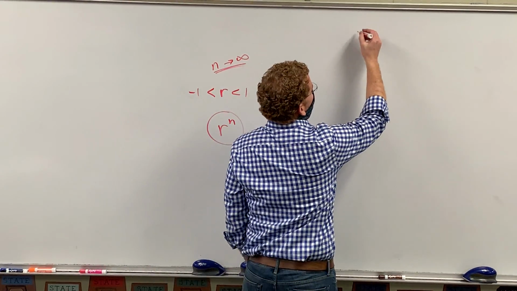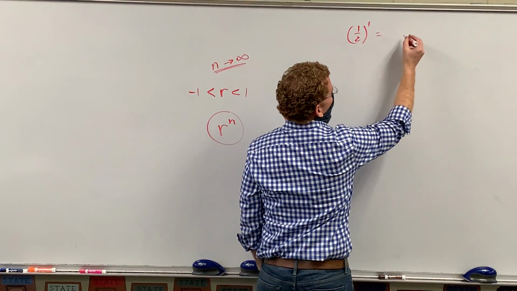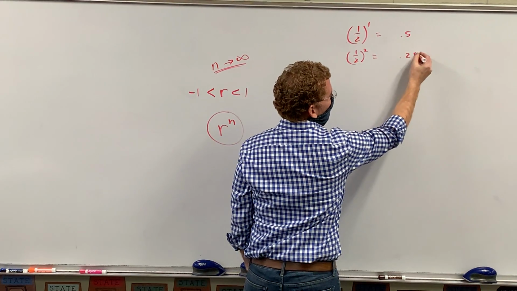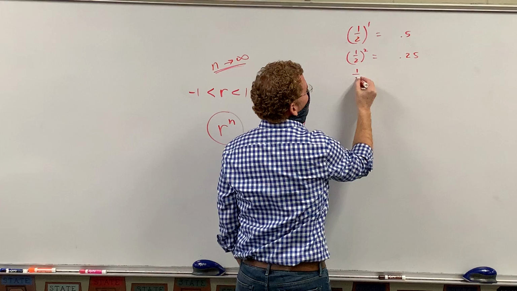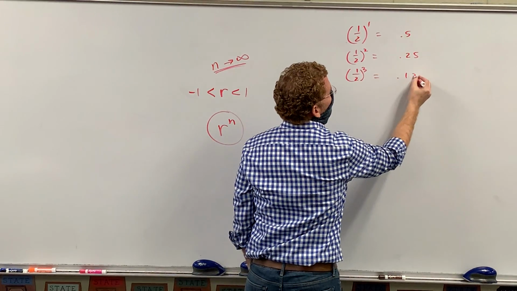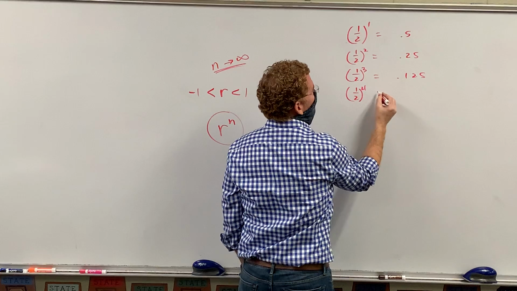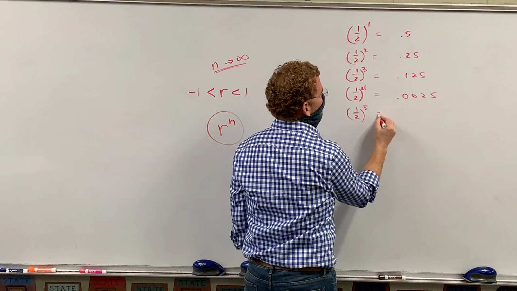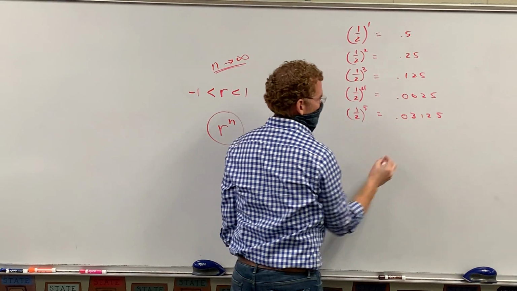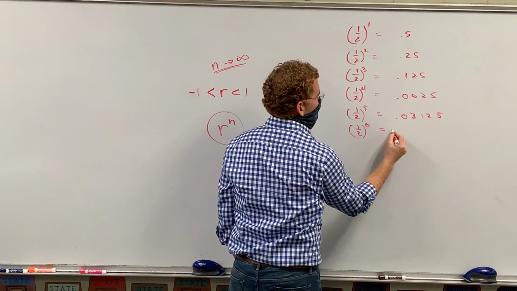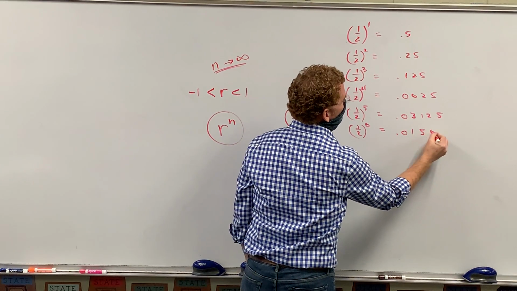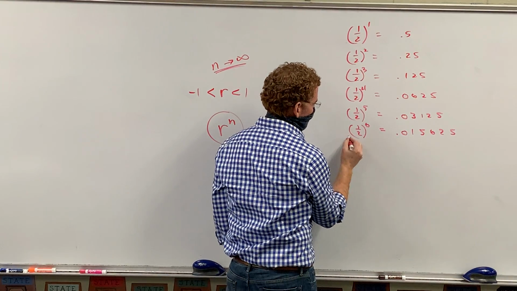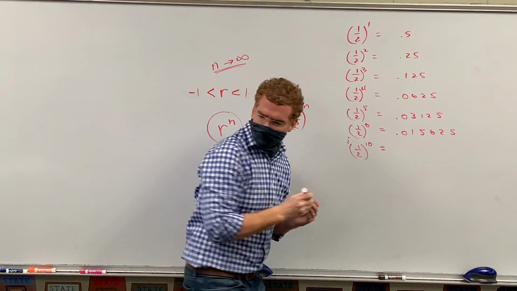So let's think about a half. We'll start with 1, all right? 0.5. What happens when I square it? 0.25, 1/4, right? What happens when I cube it? 0.125. What about to the 4th? What about to the 5th? What do you see happening to this? You're getting smaller. It's getting smaller, isn't it? I'm going to jump ahead a little bit to the 10th.